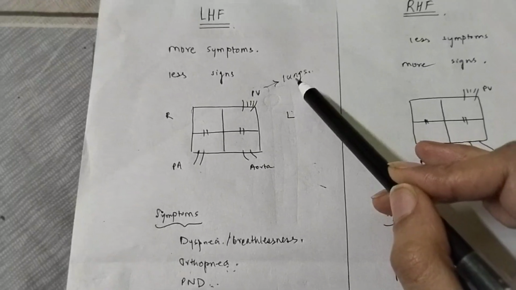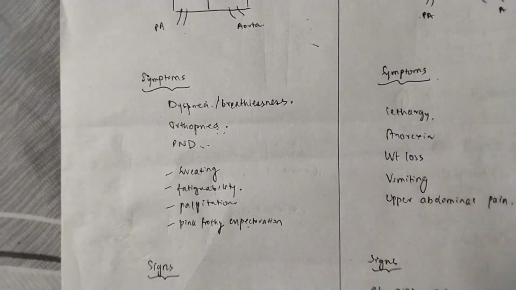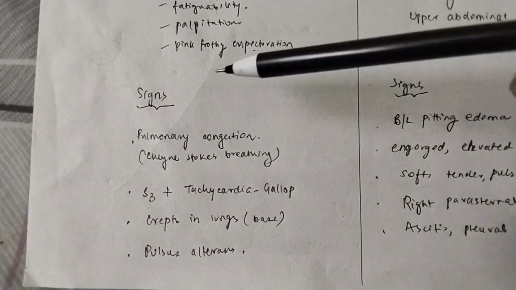Okay, that is the bronchial blood vessels. Now, if these bronchial blood vessels break, then that will lead to hemoptysis. That is pink expectoration. Now, what are the signs of left ventricular failure?